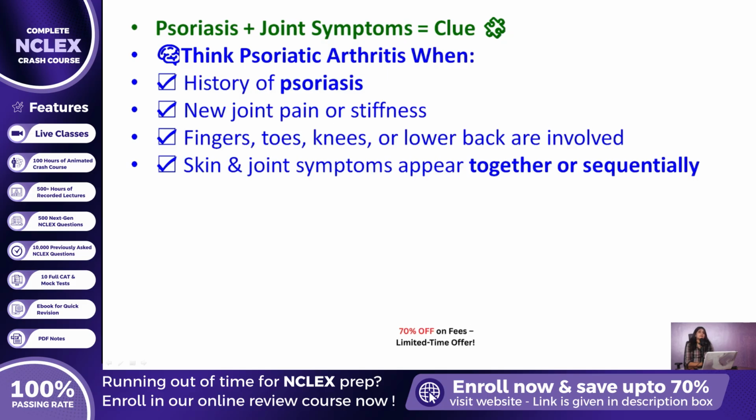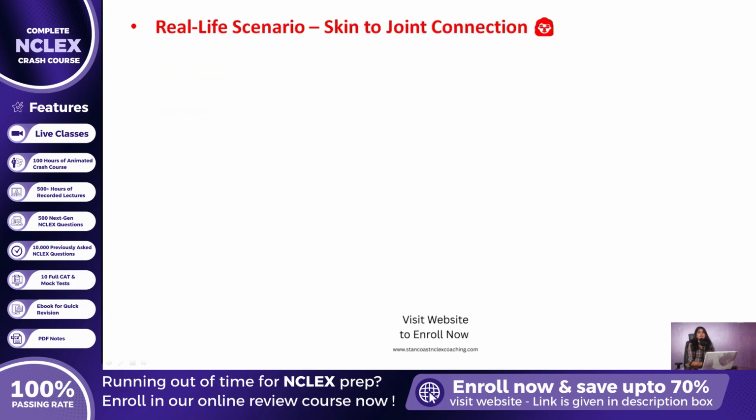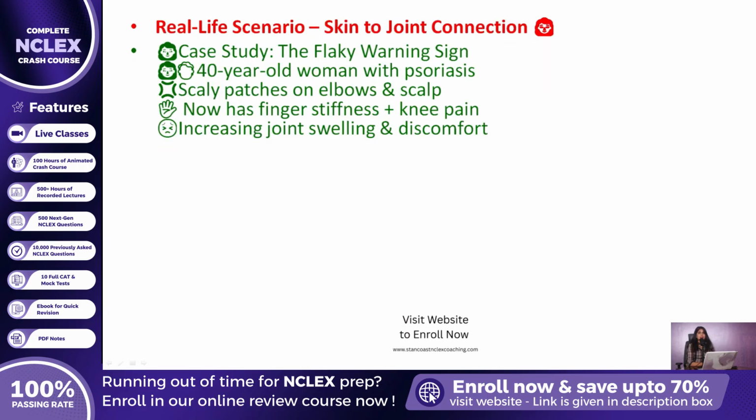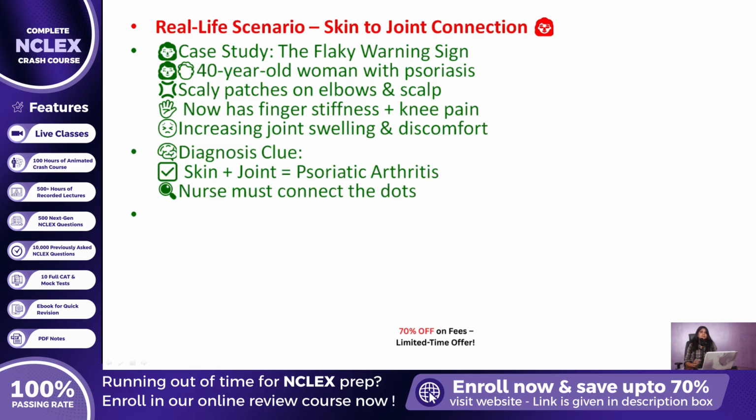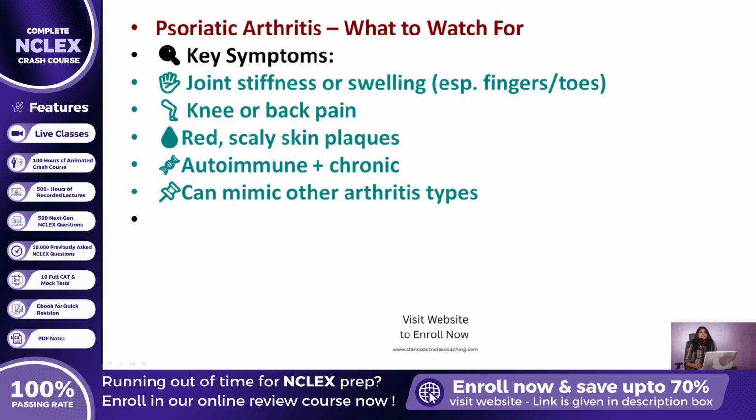Let me give you a relatable example to make this clear. Imagine a 40-year-old woman who has had red flaky patches on her elbows and scalp for years. Lately, she has started to notice stiffness and pain in her fingers, along with some swelling in her knees. That combination of skin involvement and joint inflammation is a red flag. It screams psoriatic arthritis. As a nurse, connecting the dots between skin symptoms and joint complaints is key in recognizing this condition early.